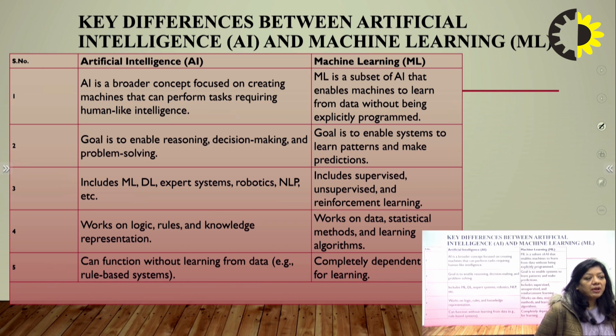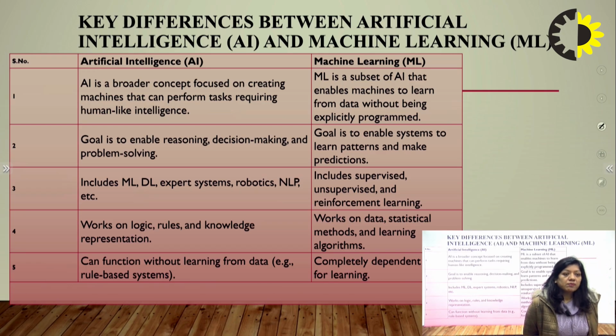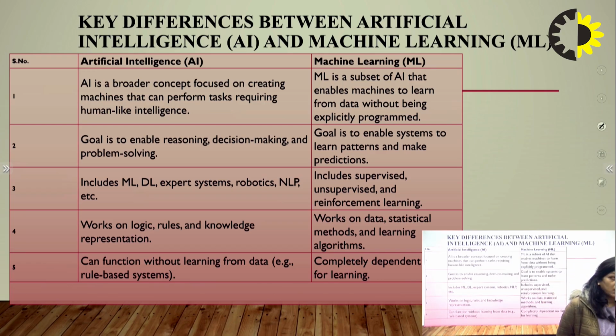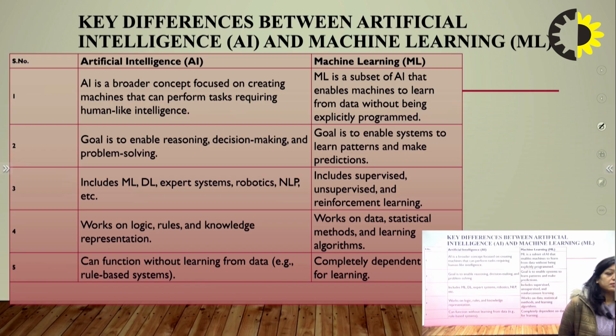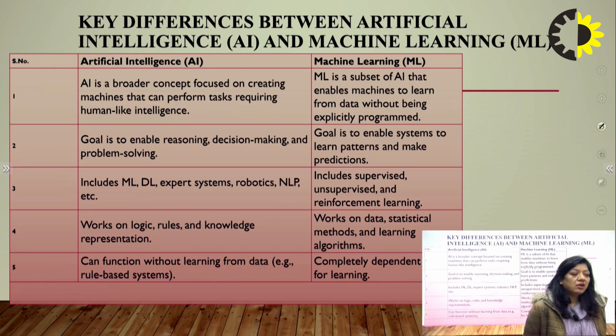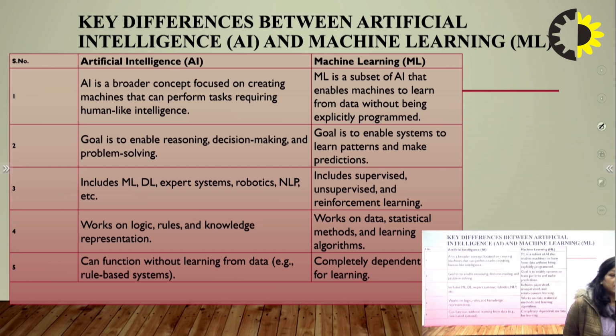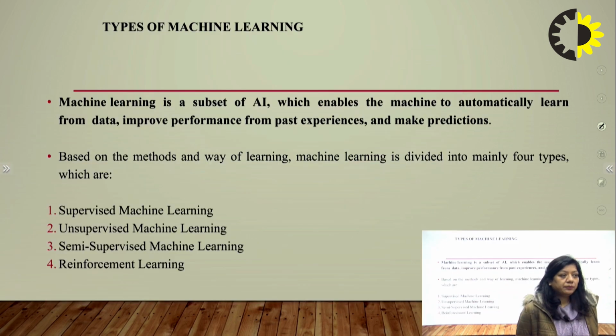AI includes ML, DL, expert systems, robotics, NLP, etc. But machine learning includes supervised, unsupervised, and reinforcement learning. Artificial intelligence works on logic, rules, and knowledge representation. But machine learning works on data, statistical methods, and learning algorithms. AI can function without learning from data, like rule-based systems, whereas machine learning is completely dependent on data for learning.